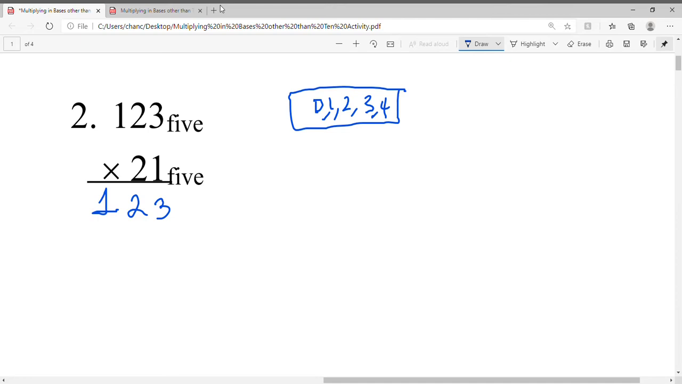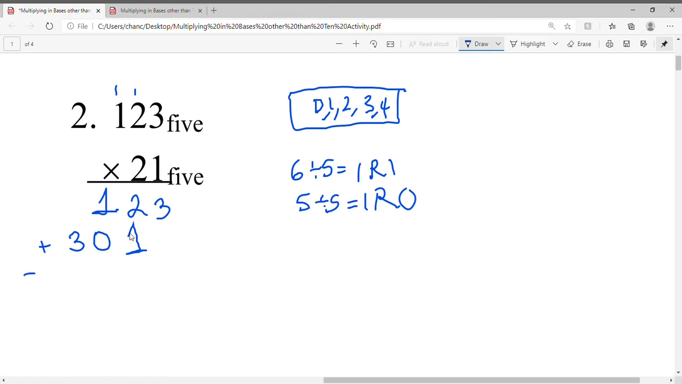Then we'll do 2 times 3. Well, that's 6. 6 does not exist, so let me convert that to base 5. That's 1, remainder 1. So we have a 1 here, and we'll carry that 1 over to the top of the 2. 2 times 2, that's 4. Plus 1 more, that's 5. 5 does not exist. That's equivalent to 1, remainder 0. So we have a 0 here, and then we'll carry that 1 over. 2 times 1 is 2, plus 1 more, that's 3.